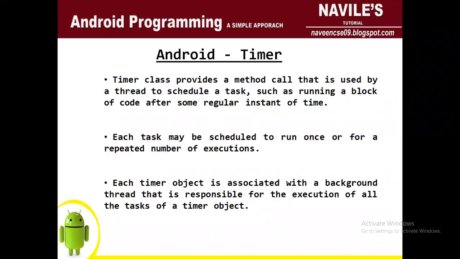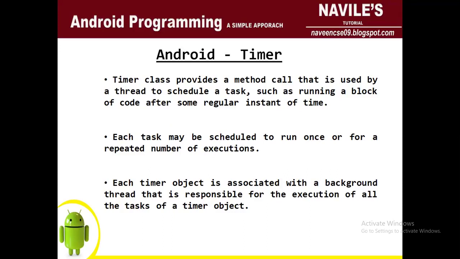We'll understand what this Timer is going to do. The Timer class provides a method call that is used by a thread to schedule a task, such as running a block of code after some regular instance of time. Each task may be scheduled to run once or for repeated number of executions. Each timer object is associated with a background thread that is responsible for execution of all the tasks of the timer object. Basically, the Timer class is going to facilitate you to schedule the task for a specific duration of time.